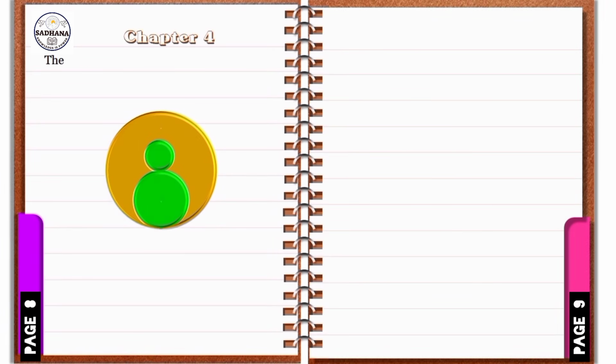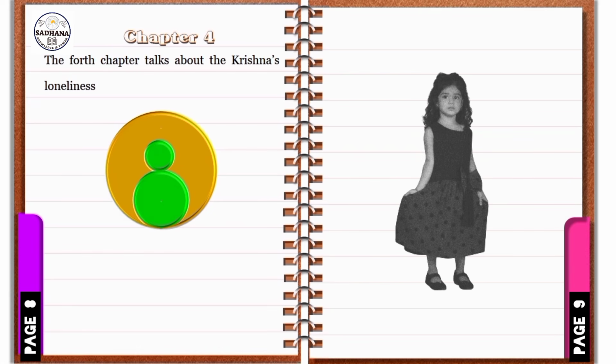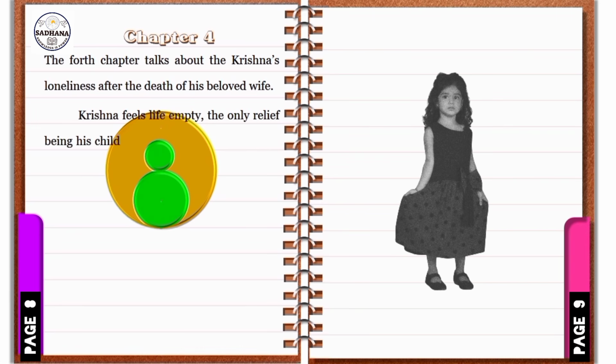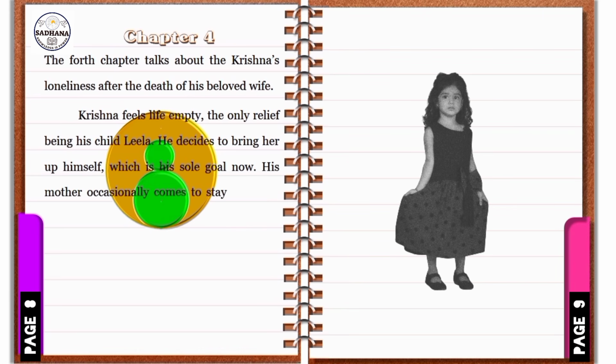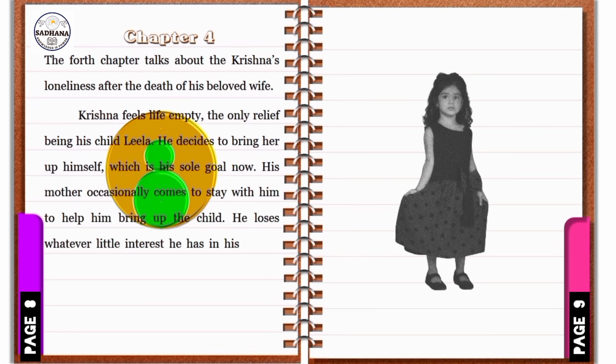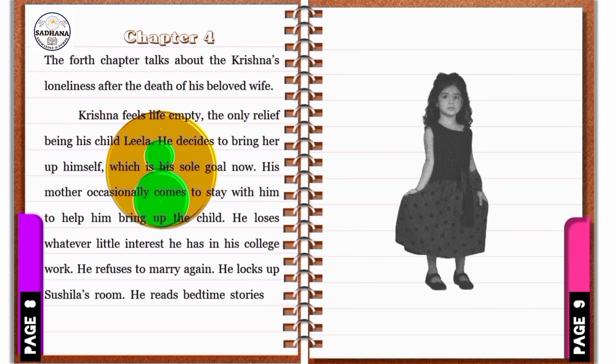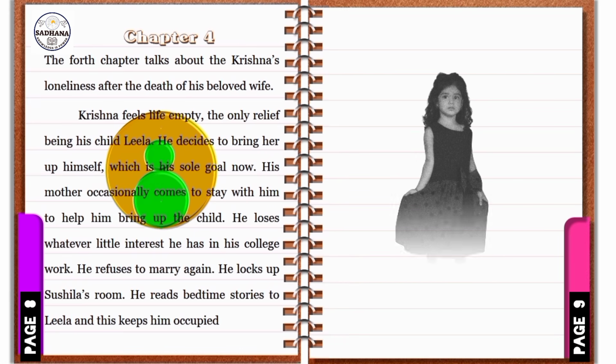Chapter 4. The fourth chapter talks about Krishna's loneliness after the death of his beloved wife. Krishna feels life is empty, the only relief being his child Leela. He decides to bring her up himself, which is his sole goal now. His mother occasionally comes to stay with him to help him bring up the child. He loses whatever little interest he had in his college work. He refuses to marry again. He locks up Sushila's room. He reads bedtime stories to Leela and this keeps him occupied.